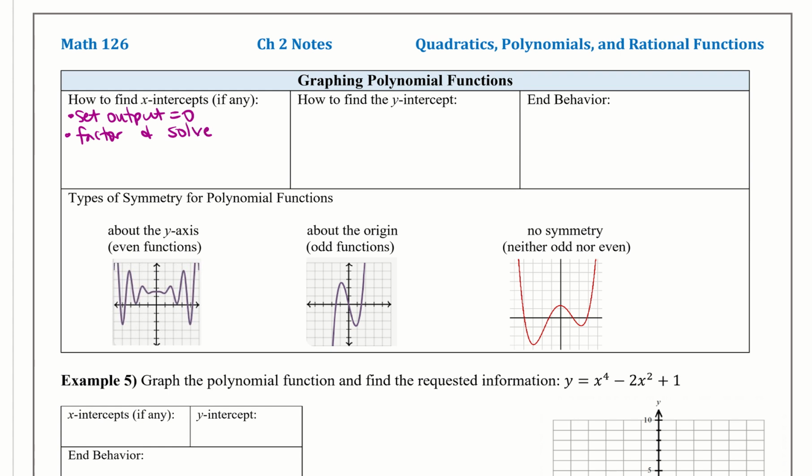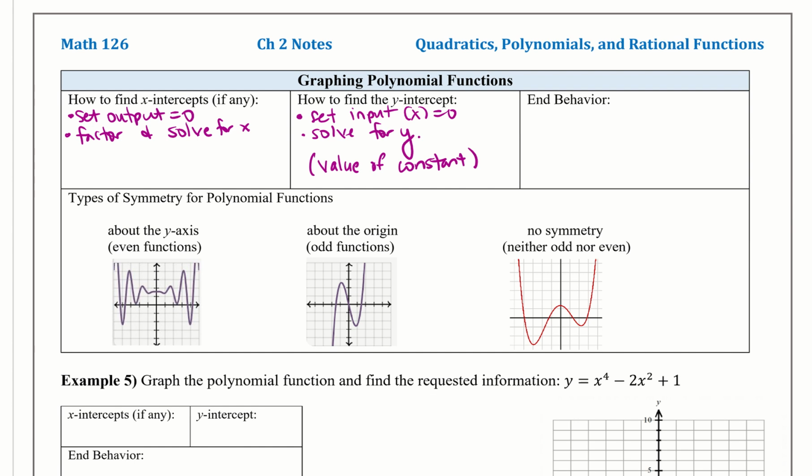Y-intercepts: a y-intercept is going to be the value of the constant in the expression. You could, if you wanted to do some work, set the input, or x, equal to 0 and solve for y, but really, you're going to be able to see that. It's just the value of the constant. A constant is a number that does not have a variable.